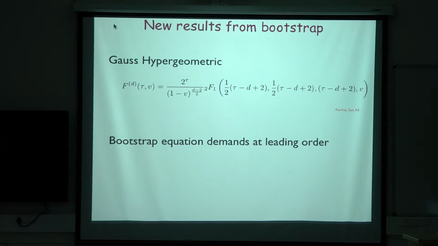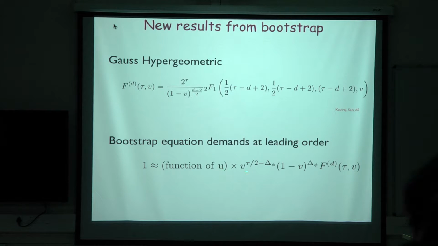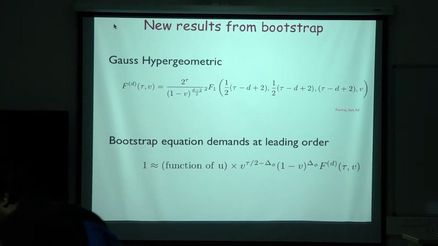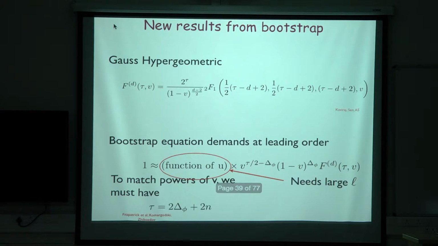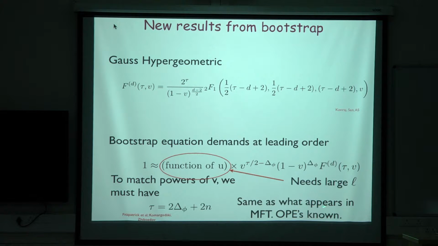The Bootstrap equation demands that at leading order, 1 is reproduced by a function of this form. There's some function of u, there's some function of v, and it turns out that in order to reproduce 1 from the S channel, you need to incorporate large spin operators, and you need to integrate over them. It was shown that in order to match powers of v, we must have the twist given by twice delta phi plus twice n. This is still reviewing an old result. These twists are the same as what happens in MFT, or mean field theory, and the OPE coefficients are known.